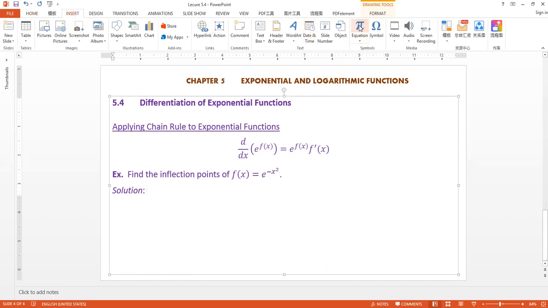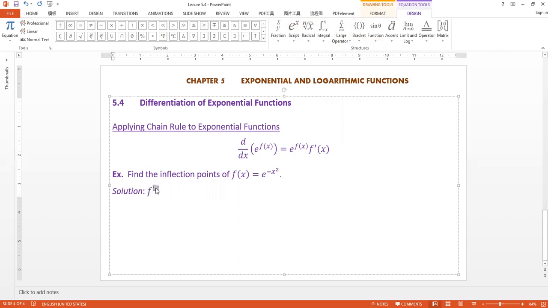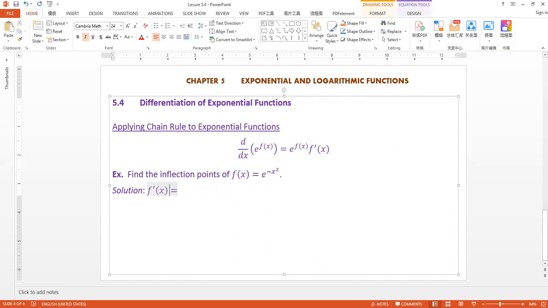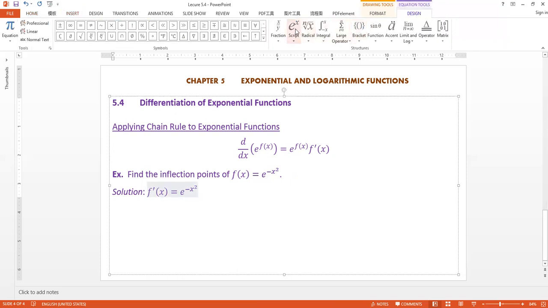So f prime of x is equal to e to the negative x squared. So that's the original function on the formula times the derivative of the exponent. So that's the derivative of negative x squared. So that's negative x squared prime.